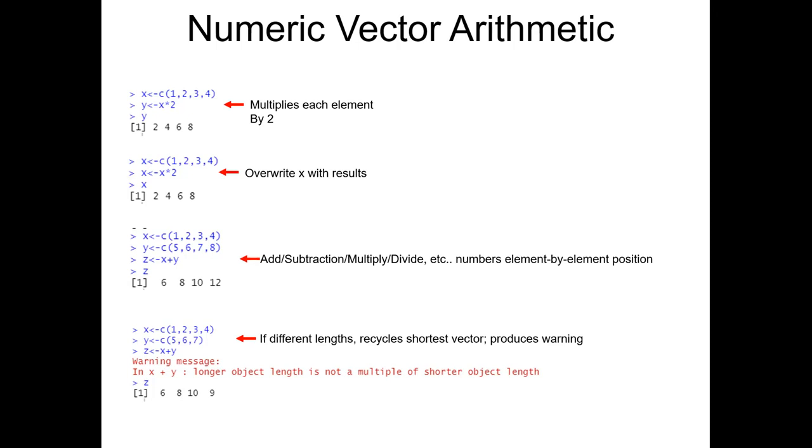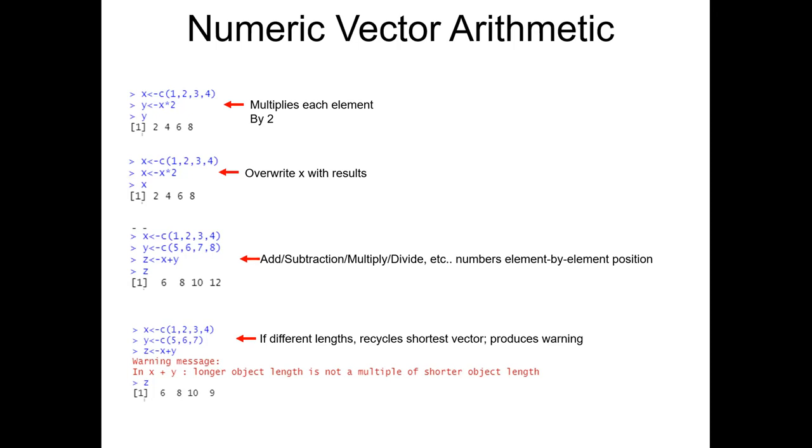If you have vectors, when you do multiplication, addition, subtraction, whatever, as I mentioned, those operations are done element by element. So in this third example, I have a vector X with numbers 1 through 4. I have another vector Y with numbers 5 through 8. And I'm going to add those together and store it in an object called Z. And the way this works is 5 plus 1 is added together, 6 plus 2 is added together, 7 plus 3, et cetera. And you'll see when you look at Z vector, the results are correct.